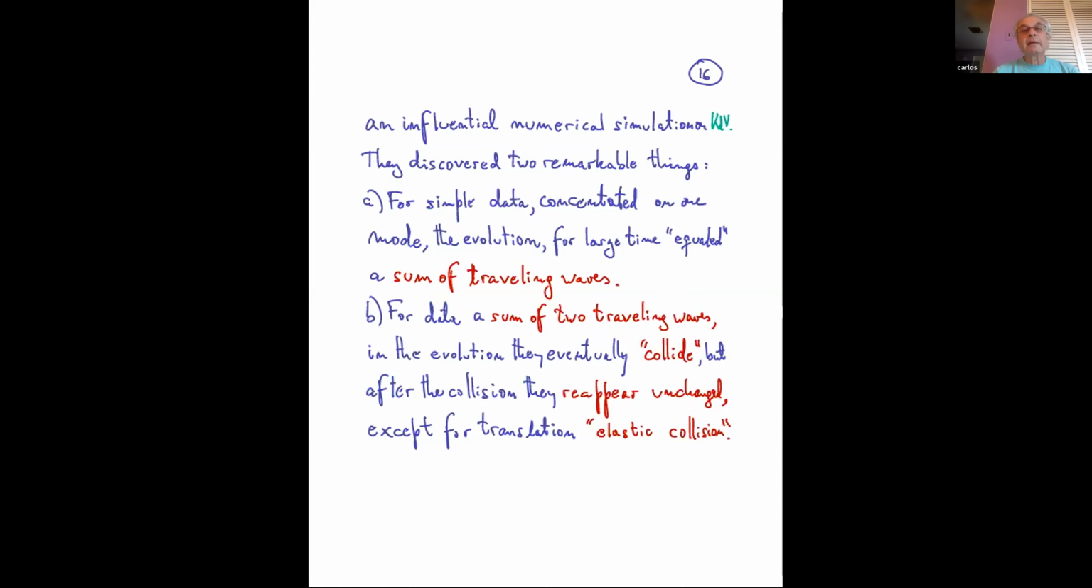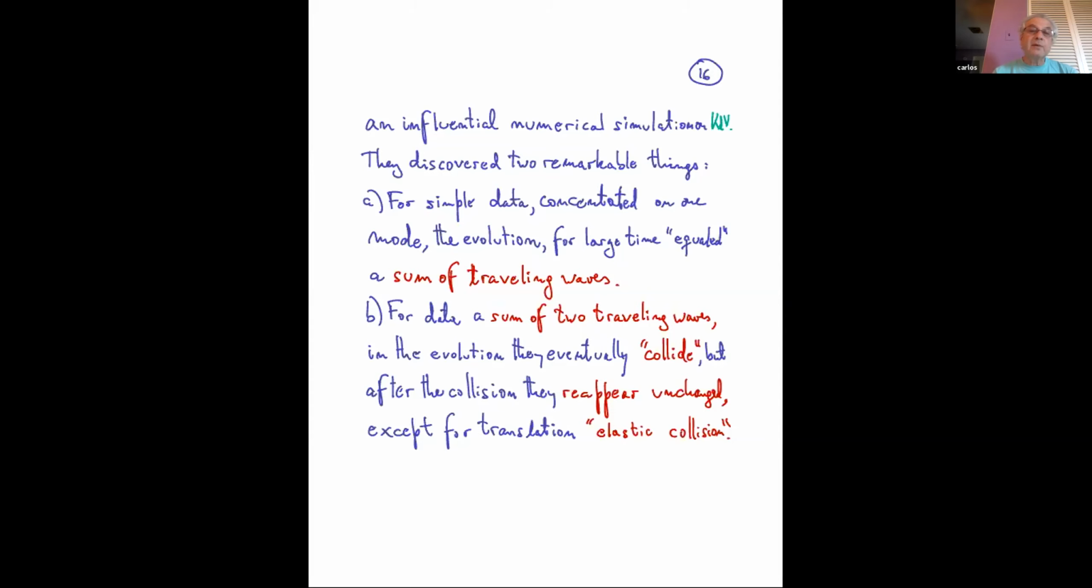The first one was that for simple data, which was concentrated on one mode, once you run the evolution in the machine, for large time, this equaled a sum of traveling waves, of solitons. So that's the first thing that they did.